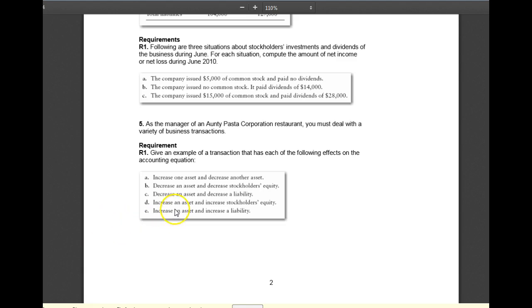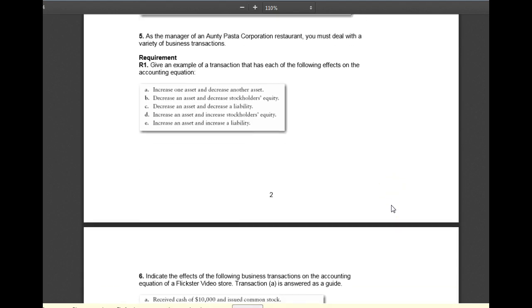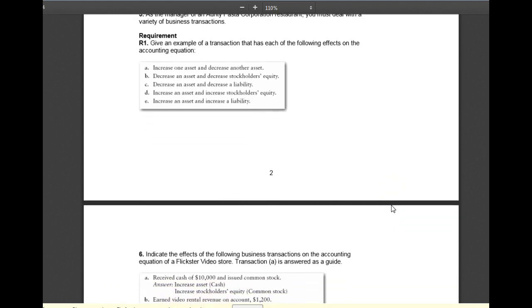So an increase in an asset and an increase in stockholders' equity. Again, go back and figure out what were the 4 things that increased stockholders' equity and go from there. I'm not going to do the last 2 for you. An increase in an asset and an increase in a liability. How about when you buy something and then you put it on account? So figure up some accounts for that one. That's number 5. And that makes kind of sense, right?